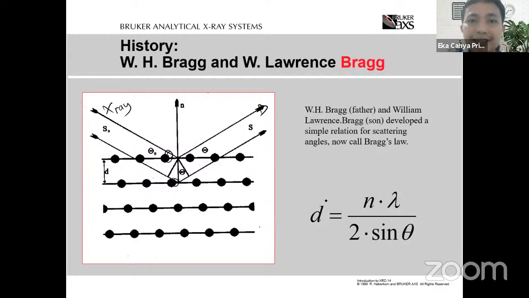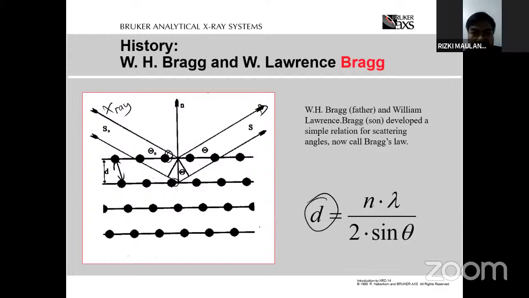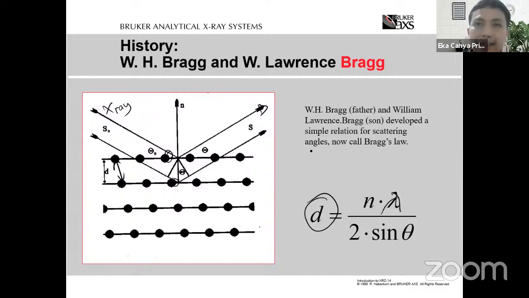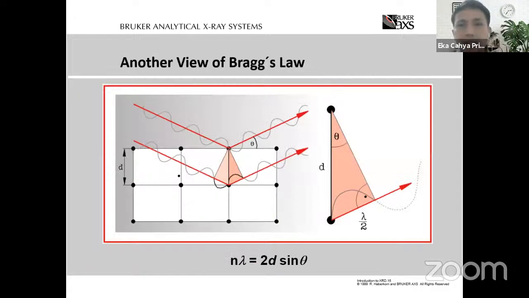What is D? D is the distance between two atoms. Okay, could you hear my voice? Yes, sir. Okay, and then lambda. Lambda is the wavelength of the X-ray. What is sine theta? Sine theta is the angle here, the diffracted angle. This is 2 theta. Why do we make it 2 theta? Because there is a video afterward, which is the detailed explanation.